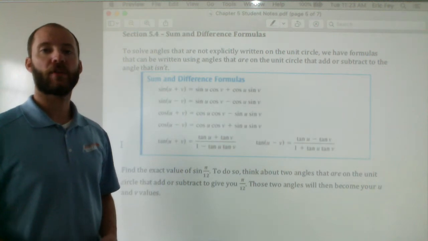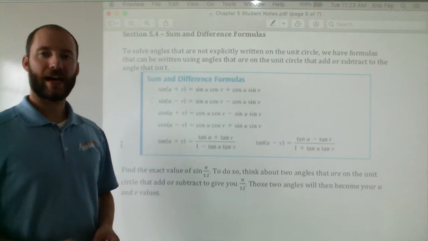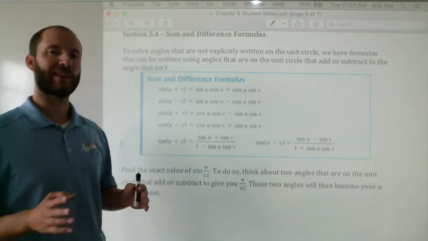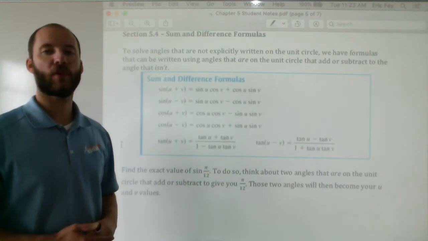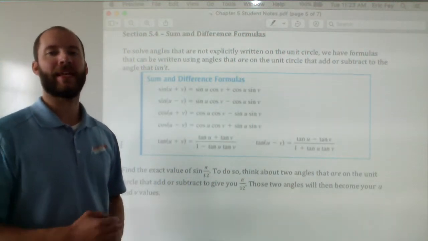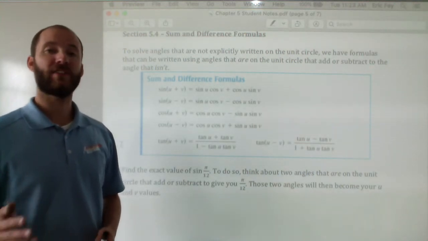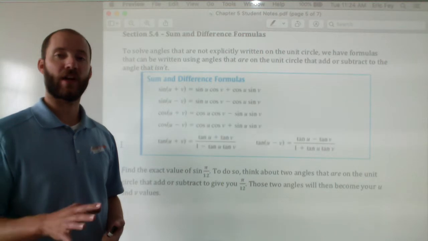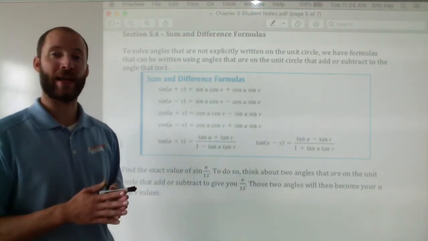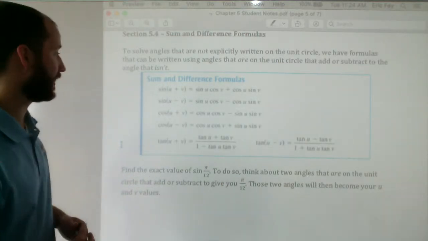Section 5.4, Sum and Difference Formulas. What these formulas allow us to do is, again, break free from the unit circle a little bit and solve for angle measures that are not explicitly labeled on the unit circle with x and y coordinates. How we do that is we look at sums and differences. So angles that are on the unit circle, can we add two angles together or subtract two angles to get the one we're trying to find?